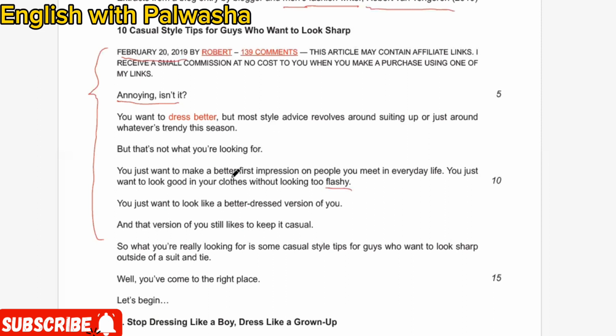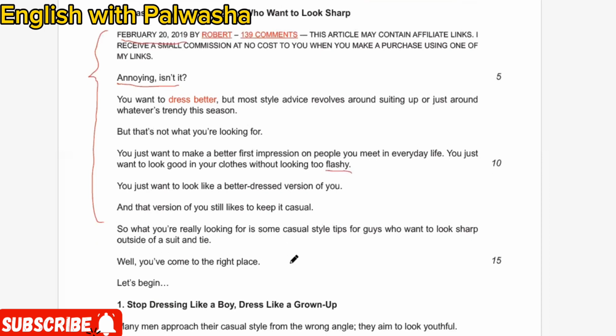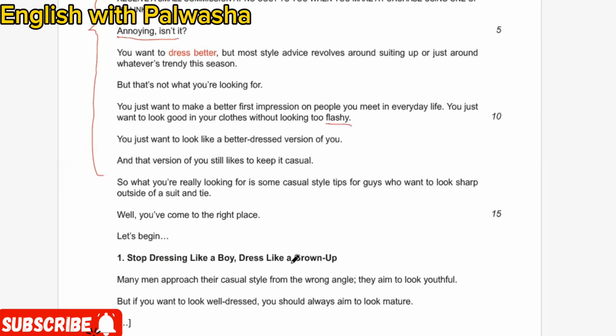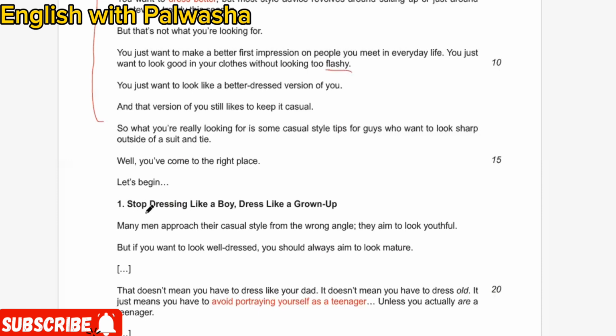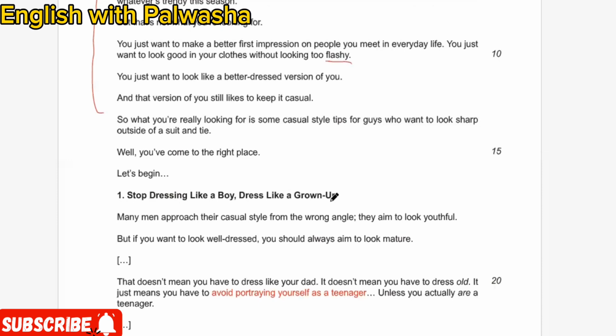We have to mention that short phrases are quite catchy and easily understandable, isn't it? Because when you are reading, you feel like it's a very easy and simple text. But when we analyze the language, it's extremely technical, okay? Then they're talking about "Stop dressing like a boy, dress like a grown up."